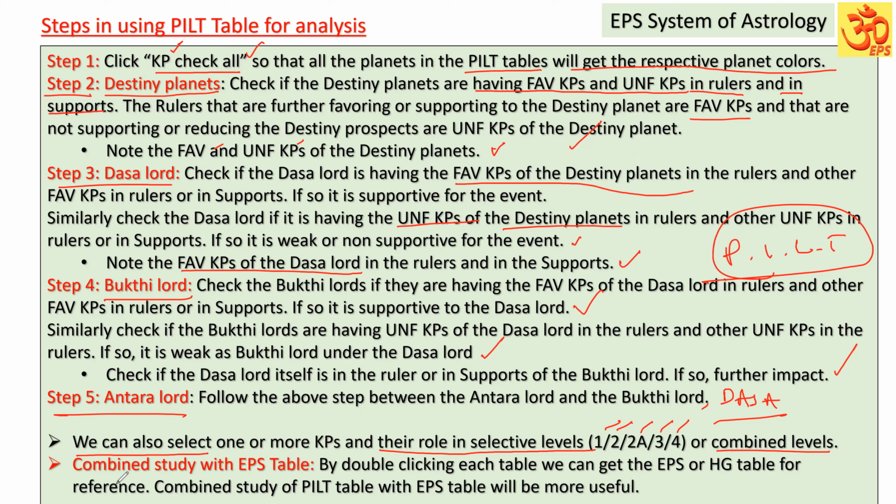So now, as I said in the previous video, combined study with the EPS table. By double-clicking each table, we can get the EPS table or house grouping table for reference. Combined study of the PILT table with the EPS table will be more useful. Because, as I said, level-wise grouping, the source, effect, and result, we can check only with the PILT table, not with the EPS table.